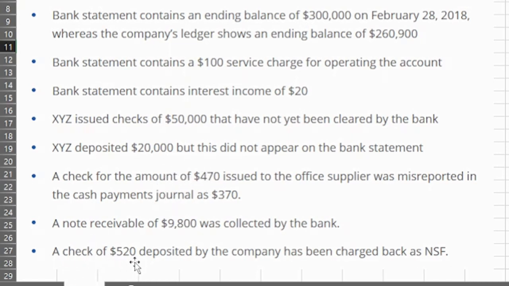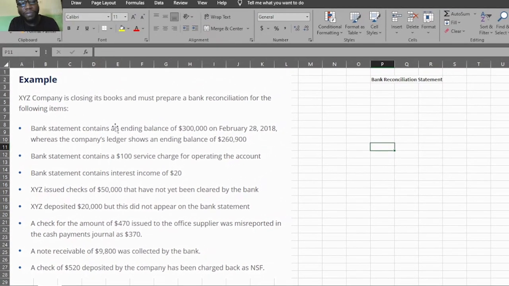There's another check of 520 deposit paid by the company that has been charged back as NSF. So this NSF, not sufficient funds: we have recorded that amount in our books as an income, but the bank has later rejected that payment because the issuer does not have sufficient funds. So these are the observations from the books.